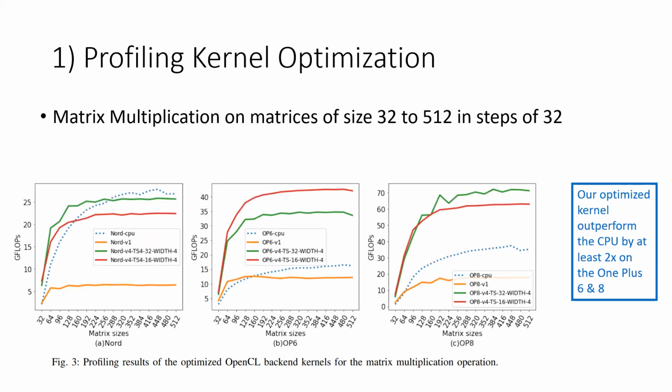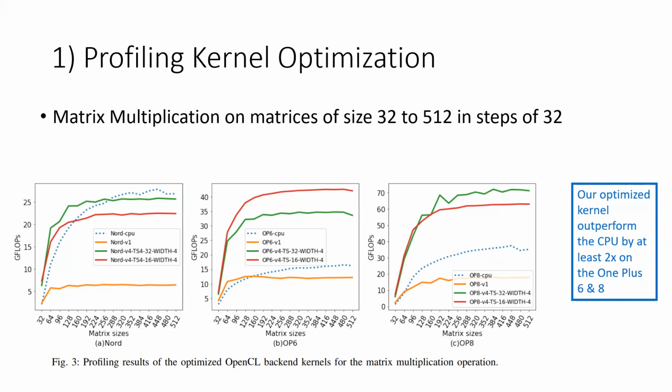So the first experiments that we did were related to the profiling of the matrix multiplication operation. We tested matrix multiplication on square matrices of size 32 to 512 in steps of 32. We started off with some warm-up steps, around 10 to 20, and then moved on to hot runs, and then the runtime was averaged over these hot runs.